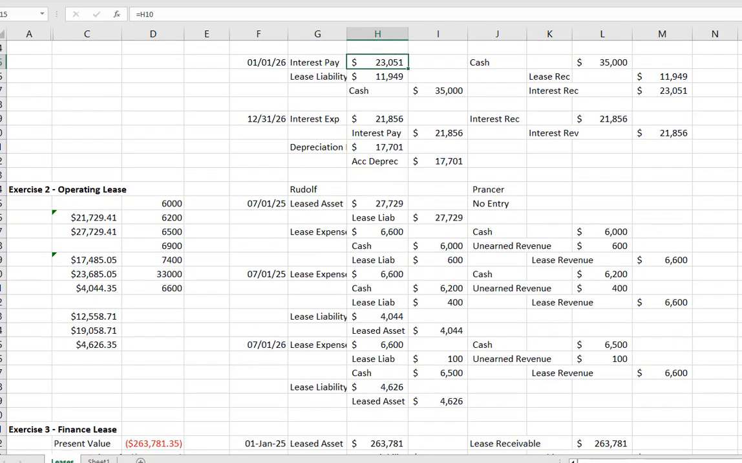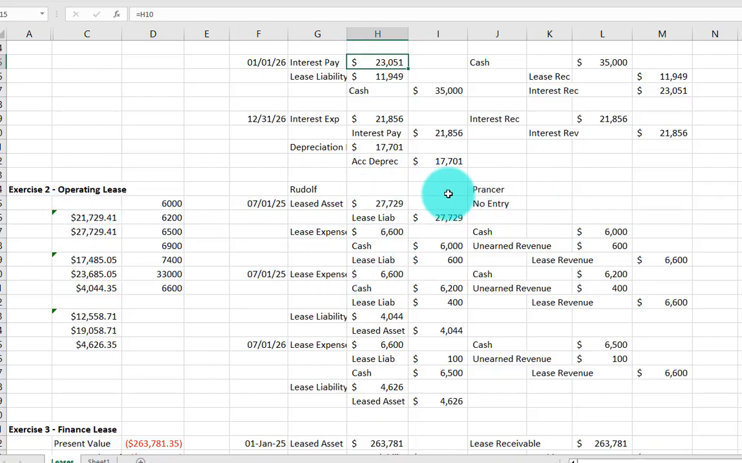Second exercise is an operating lease with different payments. They go up each year. So total payments are $33,000. Whenever we have an operating lease with different payments, we add them all up and divide by the number of periods, because we're going to treat it as if the amount of expense is $6,600, which is the $33,000 divided by 5. So that's an operating lease.